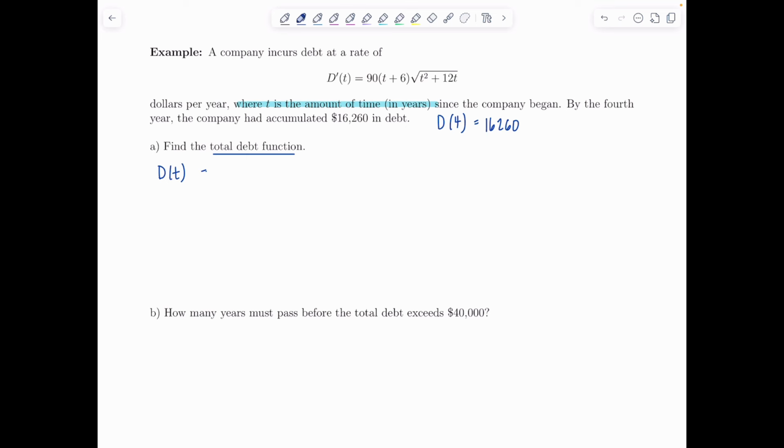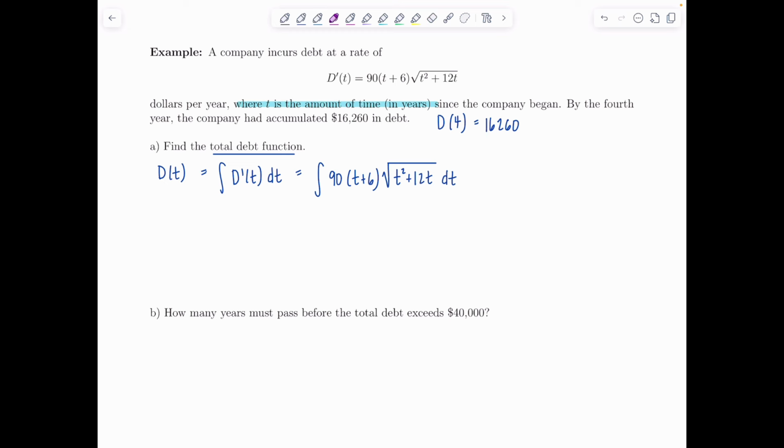So how would we do that? They gave me the derivative. I need to take an antiderivative. I need the integral of D prime of T dt. So this is going to be the integral of 90 times T plus 6 times the square root of T squared plus 12T. Don't forget dt. Now, no surprise, in order to do this antiderivative, we're going to need to make a substitution. This is so similar to the one that we just did.